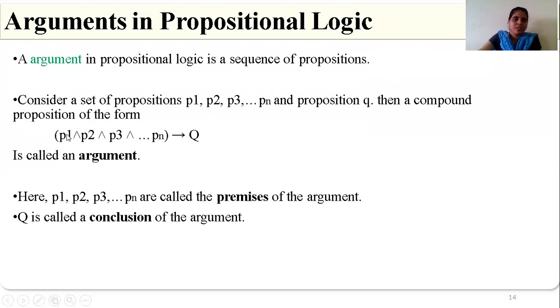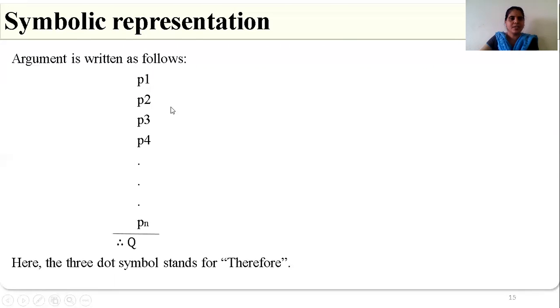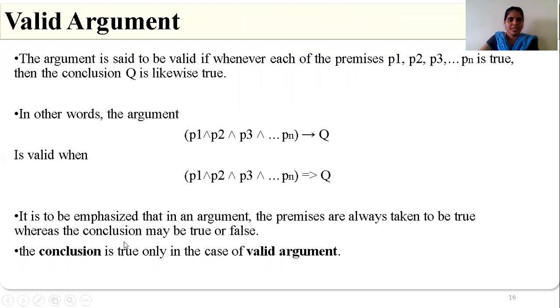Here P1, P2, P3 up to Pn are called the premises of the argument, and Q is called the conclusion of the argument. How can we represent the argument symbolically? P1, P2, P3, P4 and so on up to Pn are the sequence of propositions which give the new proposition Q. And here we see the 3 dots, which stand for therefore.